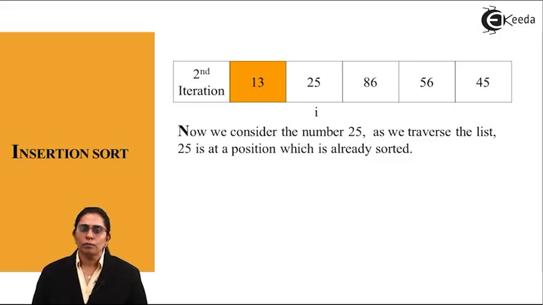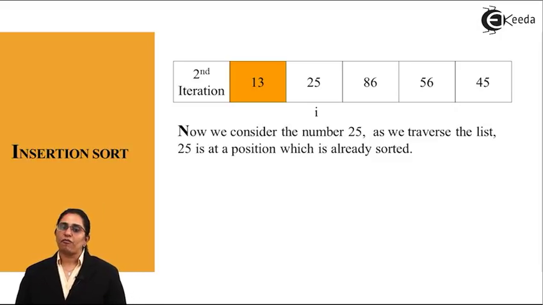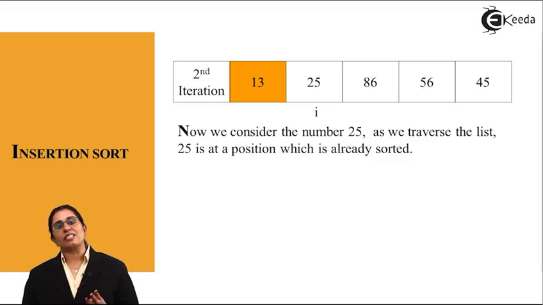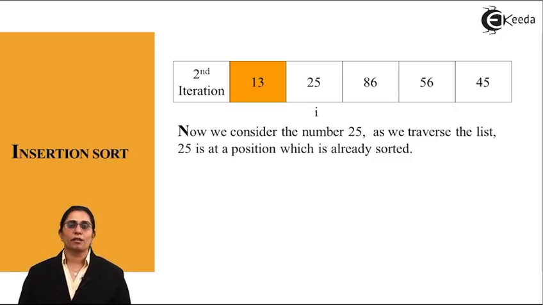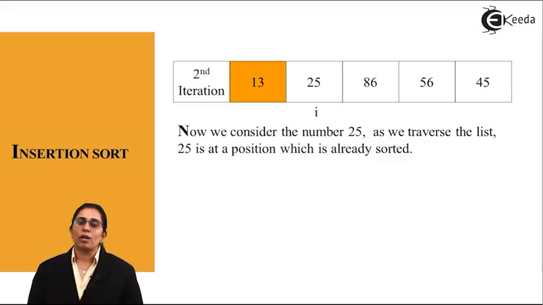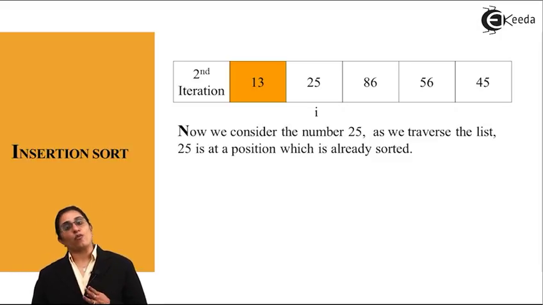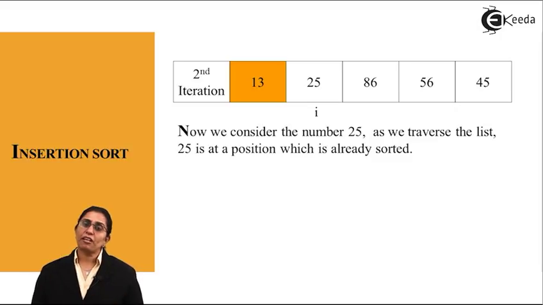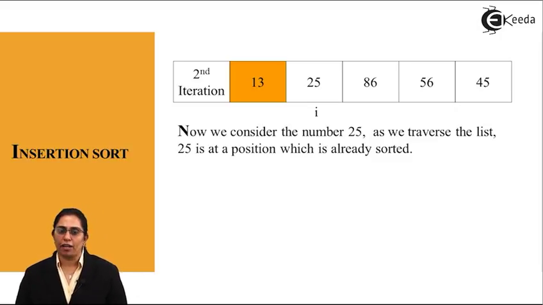Now what do we do? We again start comparing. I compare 25 with 86, but as 25 is less than 86, again there will be no insertion sort method applied over here. j will be incremented by 1. j will reach the next location, that is 56. 25 is less than 56. Again there will be no insertion sort method applied, and the last number is 45.